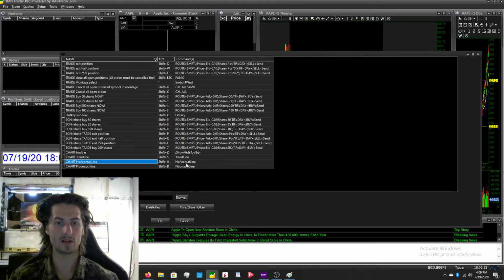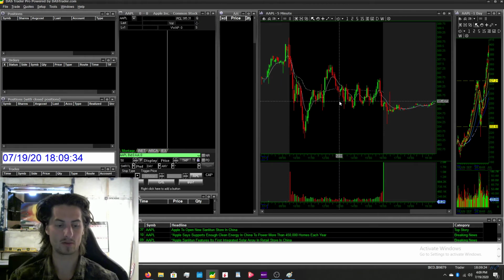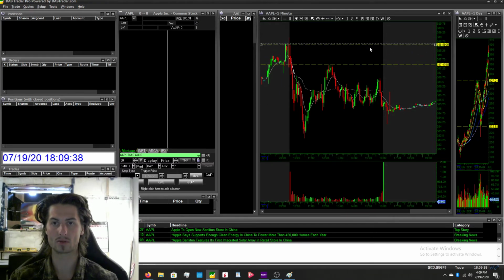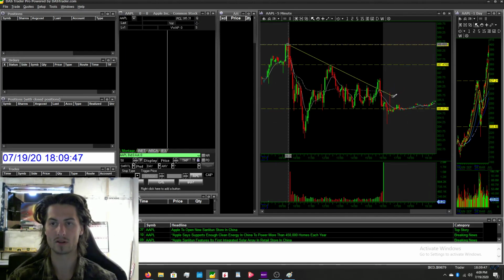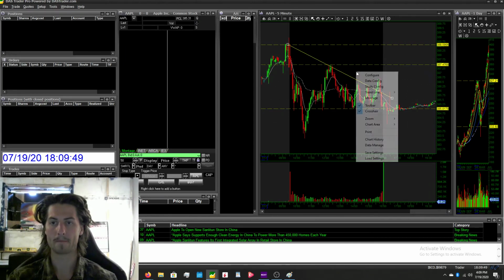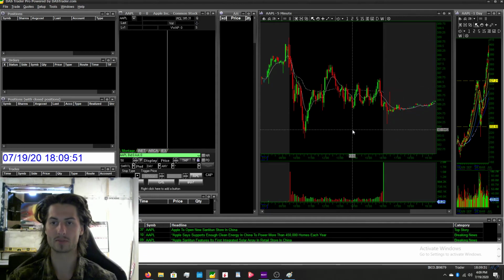Chart horizontal line is Shift A. This one I can just hold Shift A and it will make the little pen go to a horizontal line for my support and resistance. I prefer using these more so over trend lines, but I still use both. So yeah, pretty simple stuff.